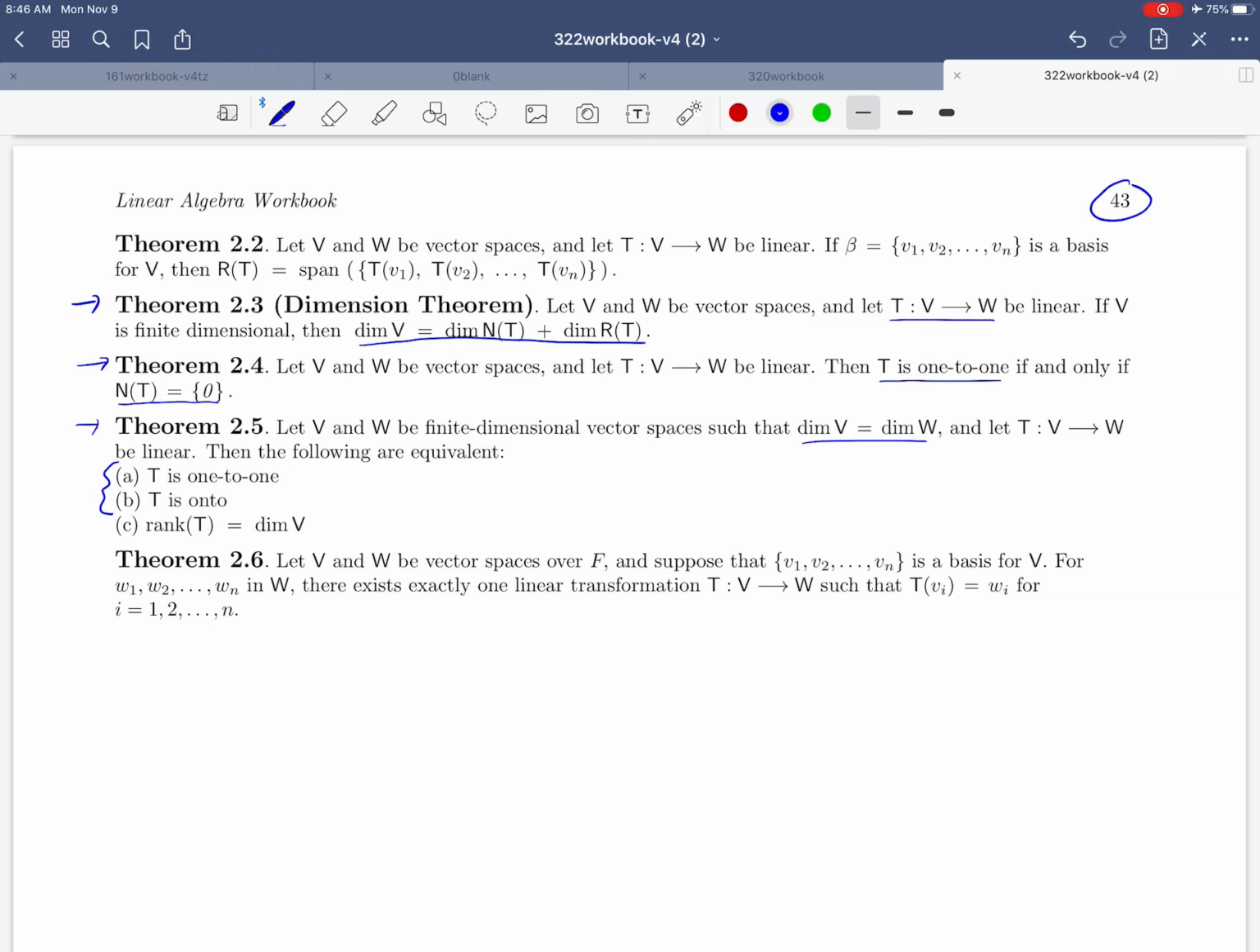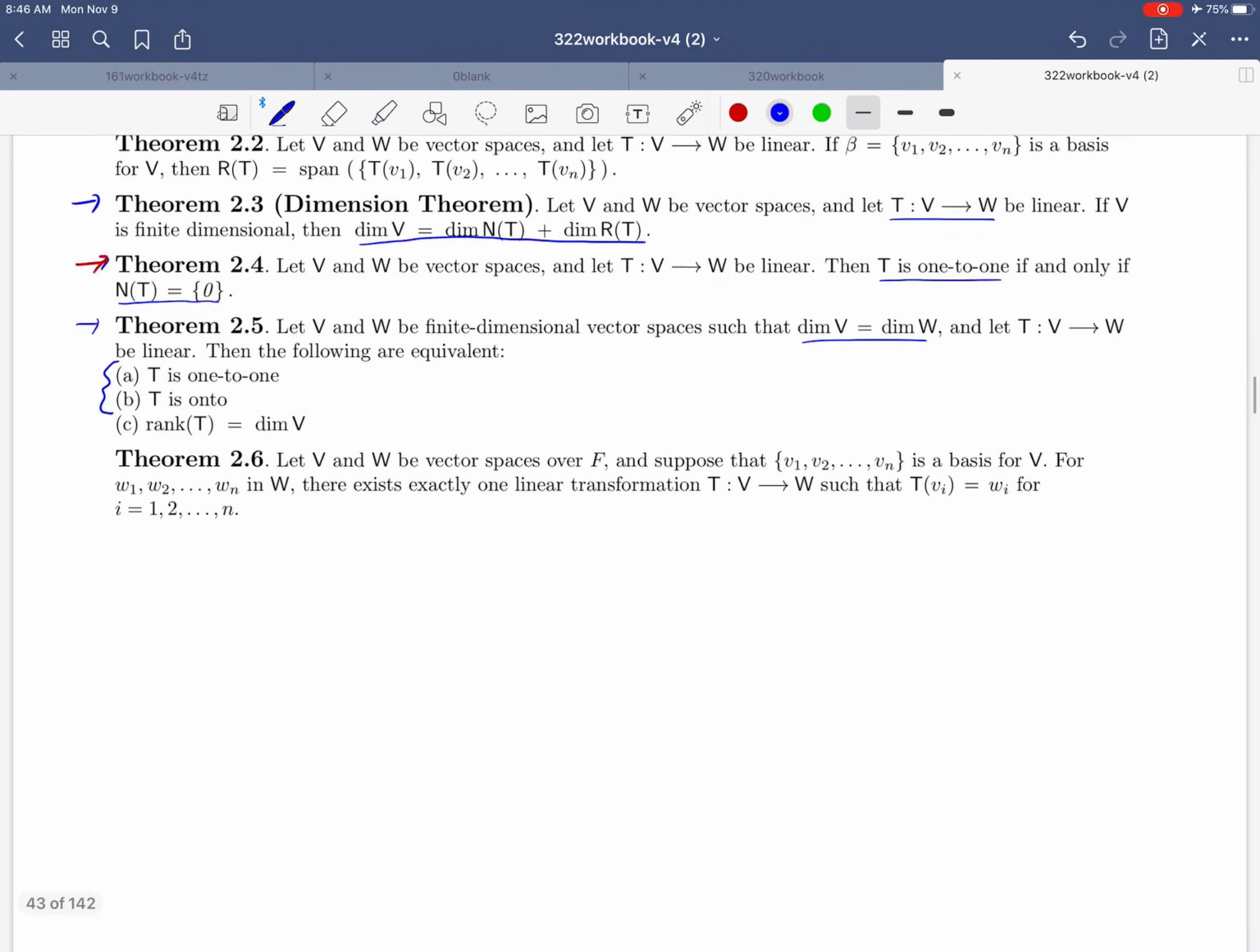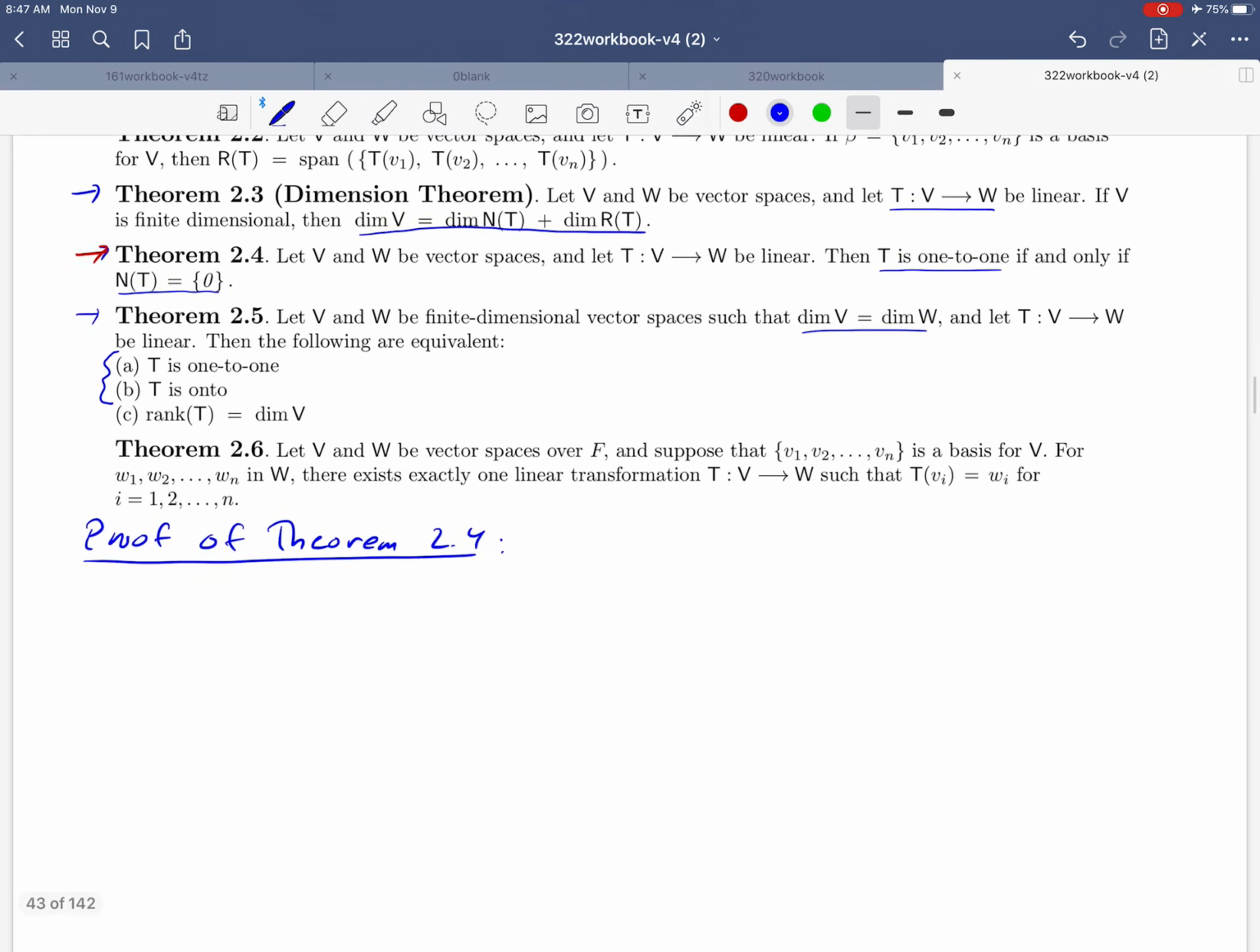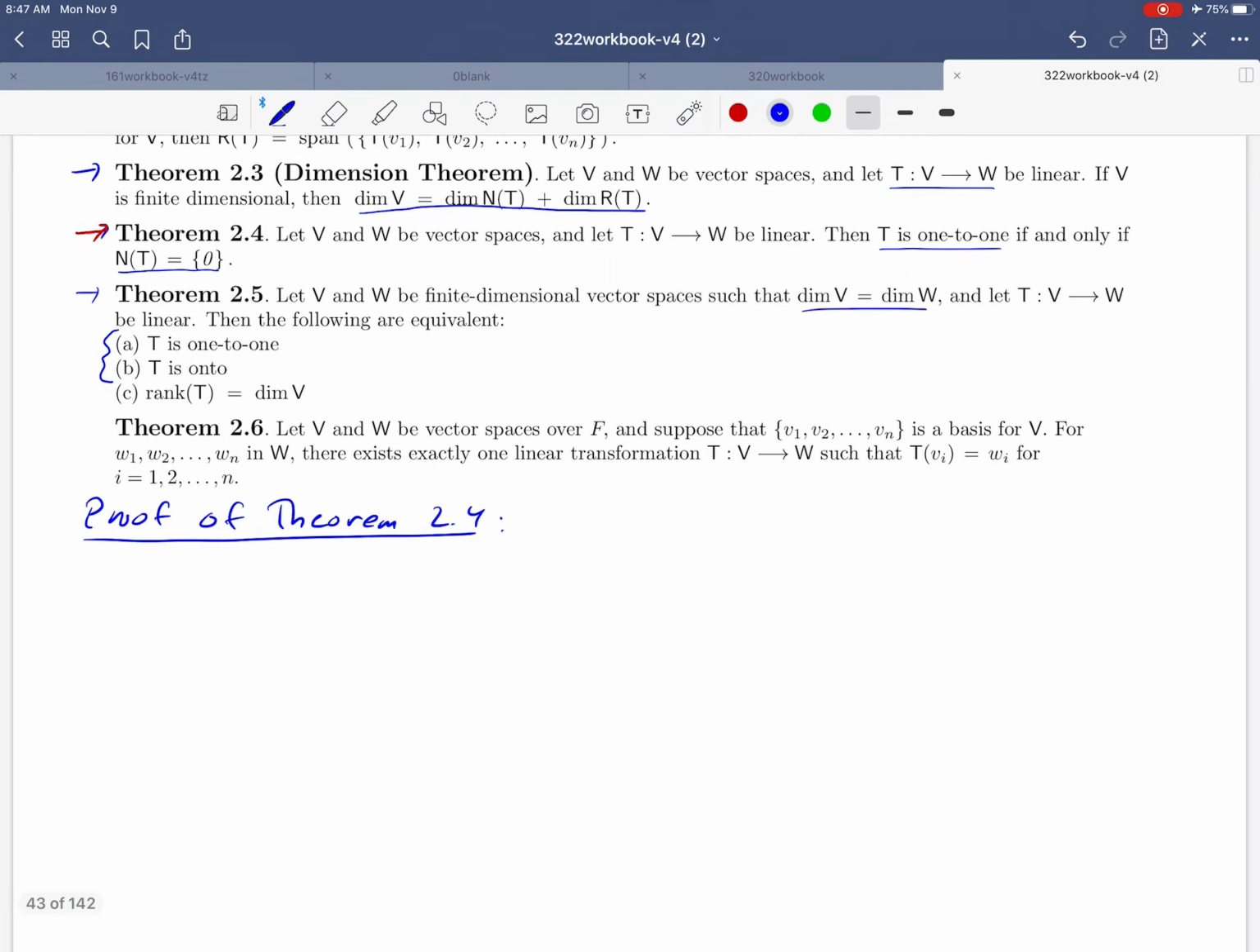Now we could prove all of these things, but that would take quite a while. So what I'd like to do is just pick one of these and prove that. See if we can prove theorem 2.4. All right, so in the space down below, we'll do that here. Notice that this is an if and only if statement, so we're going to need to do two directions. In the forward direction, we would be assuming that T is one-to-one.